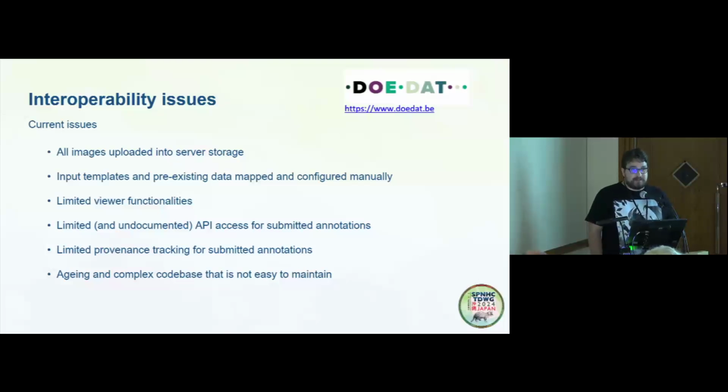The images that are currently hosted on the platform need to be uploaded to server storage, which is a considerable task that needs to be done each time. It would be more ideal if they could be automatically loaded from a decentralized other image server, but that's currently not the case. The input templates where the users can import their information still need to be mostly manually configured. Some things can go more automatically this way, but it's still not optimal.